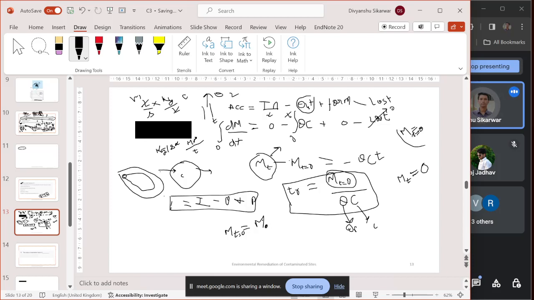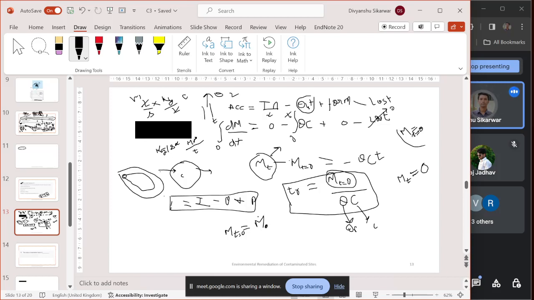M naught is basically the mass of a particular contaminant at t equal to zero, meaning the original concentration. We haven't done any remediation yet. At that time, what was the concentration of the contaminant in groundwater? So, the total mass of that contaminant.